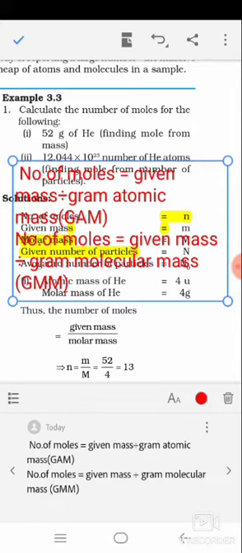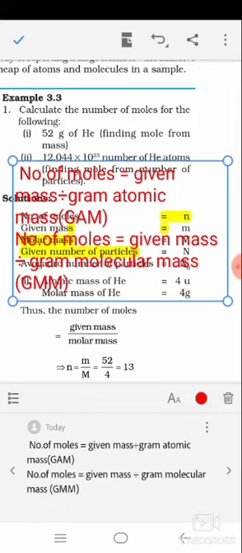Now the next equation: number of moles is equal to given mass divided by gram molecular mass. Here your question was about helium atoms. Suppose you are provided a molecule, then you can use the same equation, but instead of writing gram atomic mass, we write gram molecular mass.